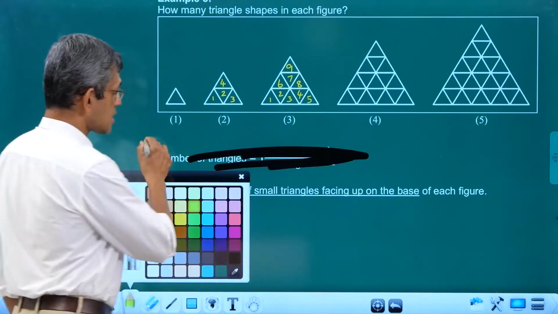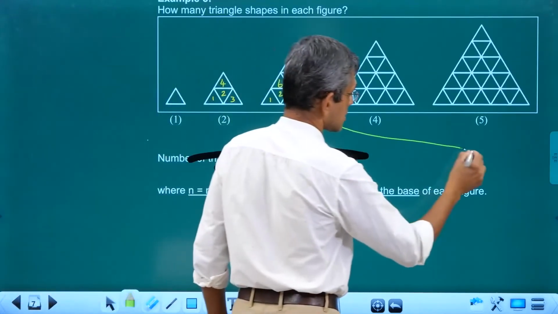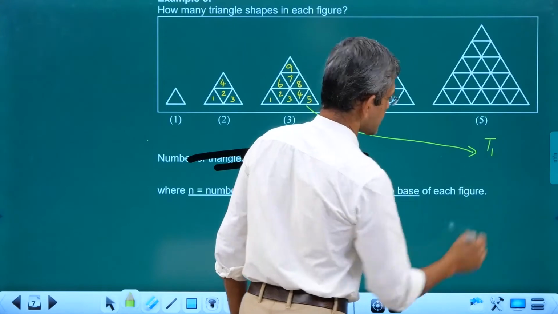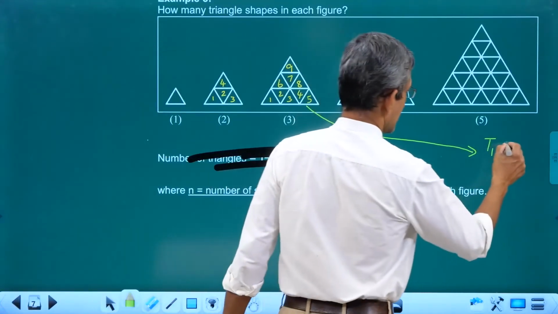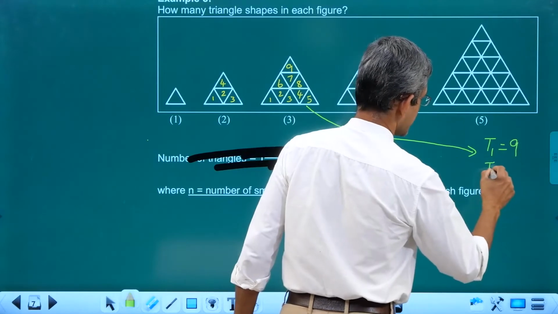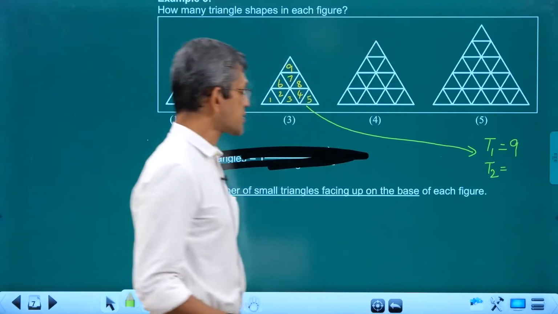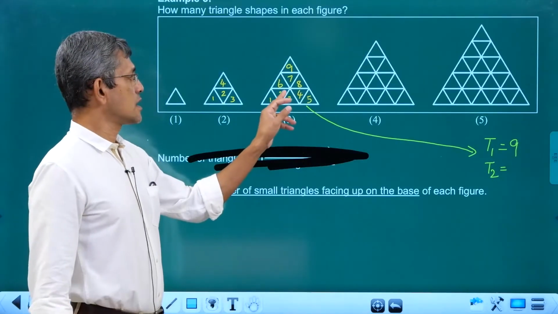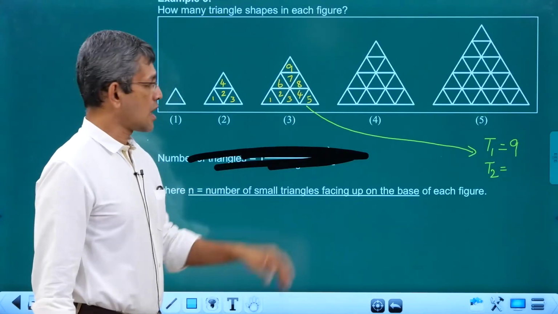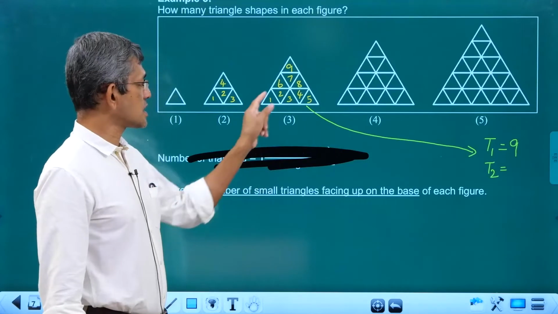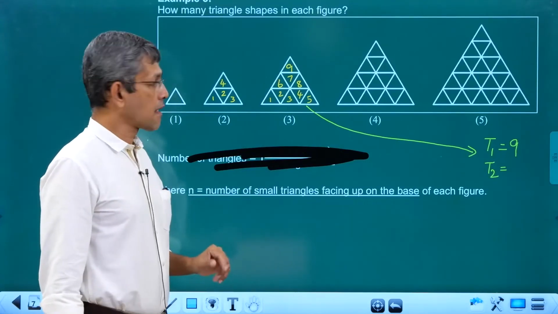Check it out. Here, T1, 1 piece at a time, we have 9 of them. And 2 pieces together, any 2 pieces together, do we have a triangle? Is there a possibility of a triangle here? Not really. How about 3 pieces together? Any 3 pieces together? Not really.